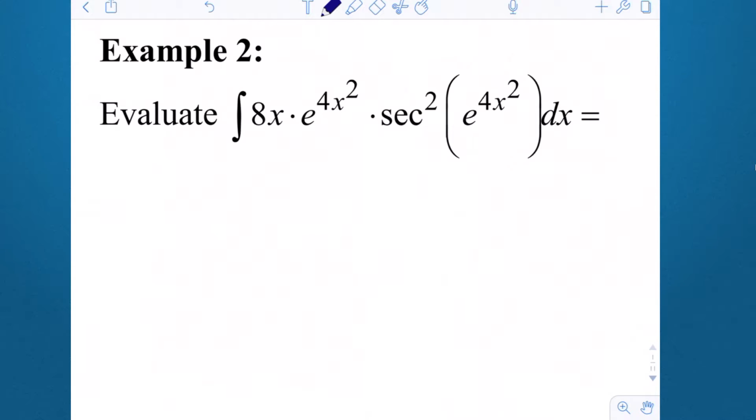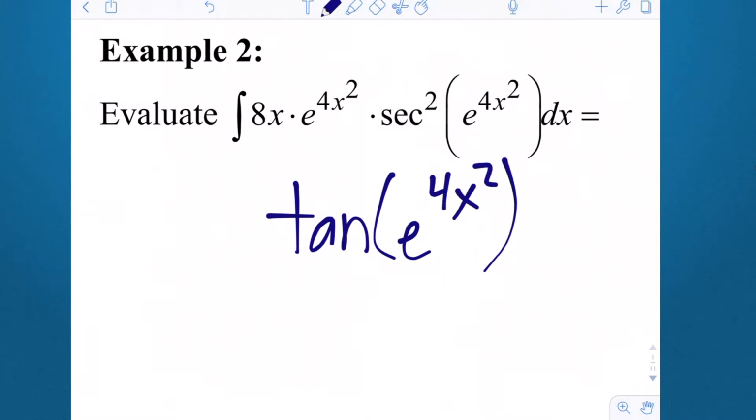Anyone? Tangent of e to the 4x squared. Plus what? Plus c. C! How did you know that? Because we just did it. We just did it. Good.